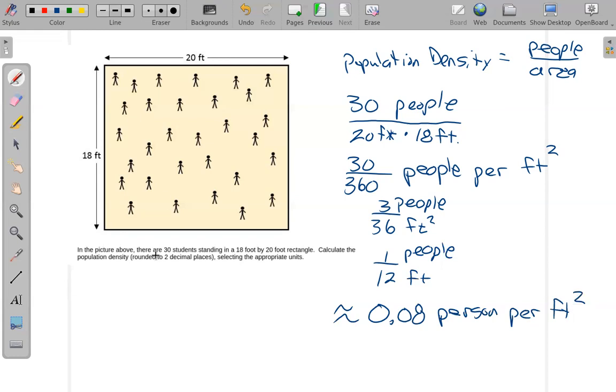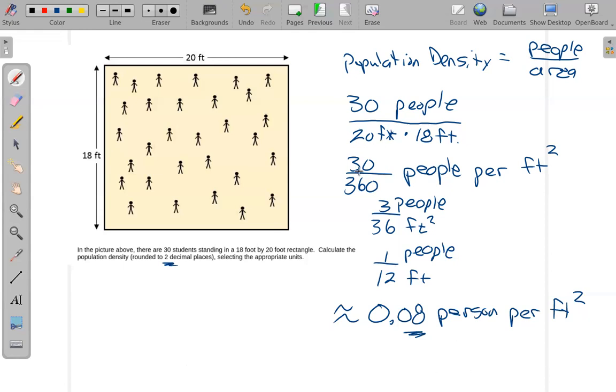All right, so let's see, double check what we were asked to do here. So I was just playing around with the numbers. I've got my 30 people in there, 18 foot by 20 foot. 18 times 20 is 360. We want to calculate the population density rounded to two places. So there I have rounded to two places, and we need to choose the appropriate units in the little box on the problem. So I think we've got that nailed down there.